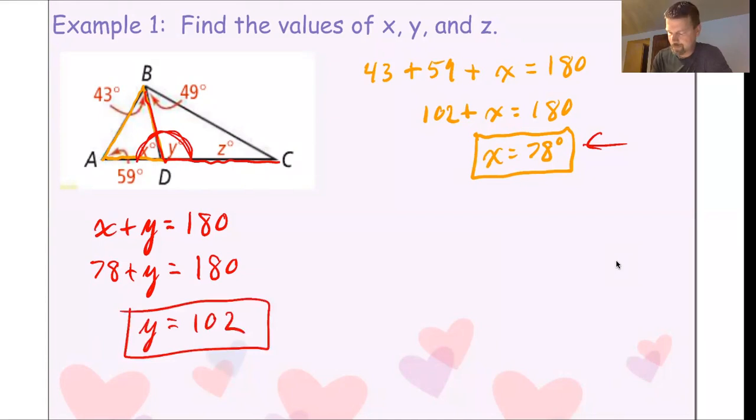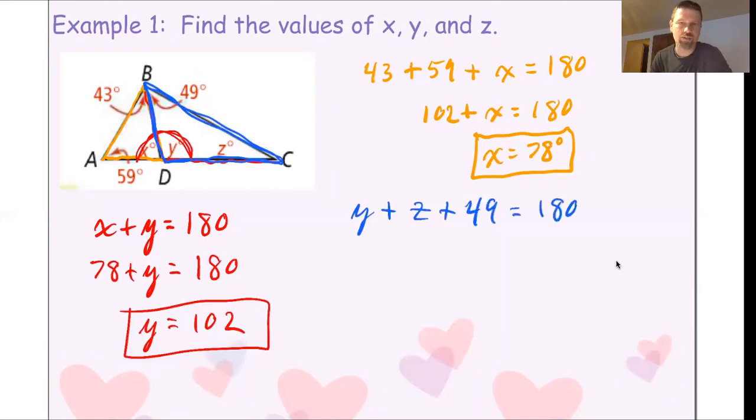Last one. In this triangle, I've got three angles. If I add them all together, it's going to equal what number? 180. So whatever Y is plus whatever Z is plus that 49 degree angle has to equal 180, because all triangles add up to 180 degrees. Luckily, I've already found Y. So instead of placing Y there, I could put 102.